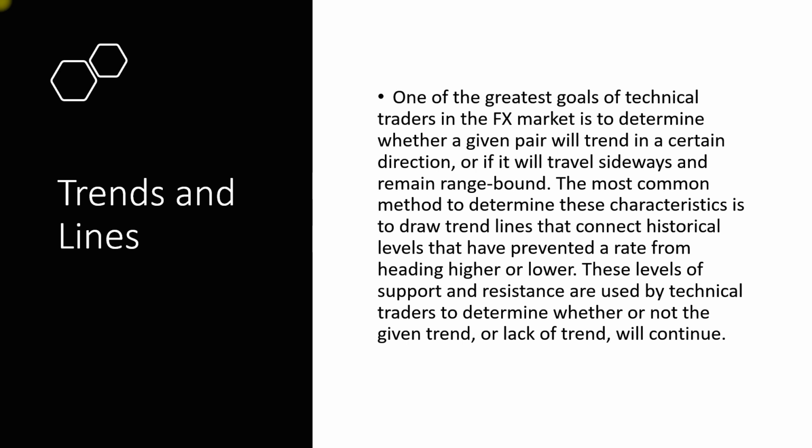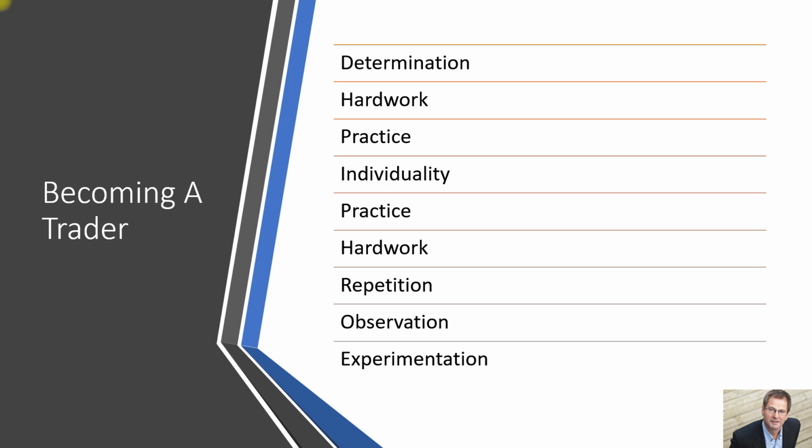Now, one of the greatest goals of a technical trader in the Forex market is to determine whether a given pair will trend in a certain direction, or if it will travel sideways and remain range bound. The most common method to determine these characteristics is to draw trend lines that connect historical levels that prevent a rate from heading higher or lower. Keep in mind that the market must either trend up, trend down, or trade sideways. That's it. You don't have any other choices.